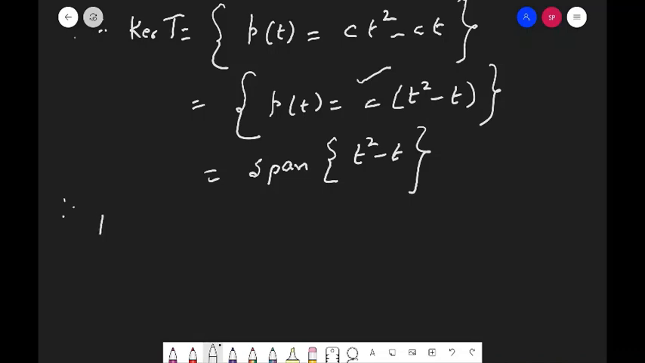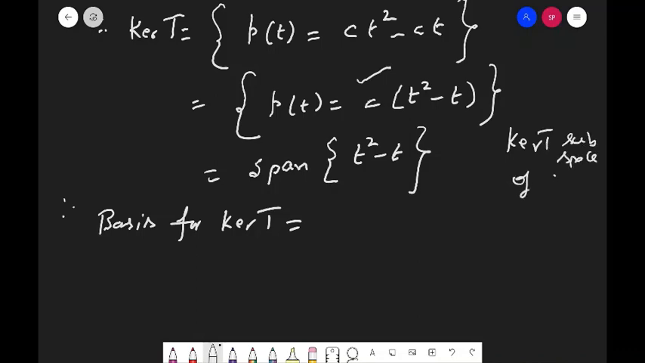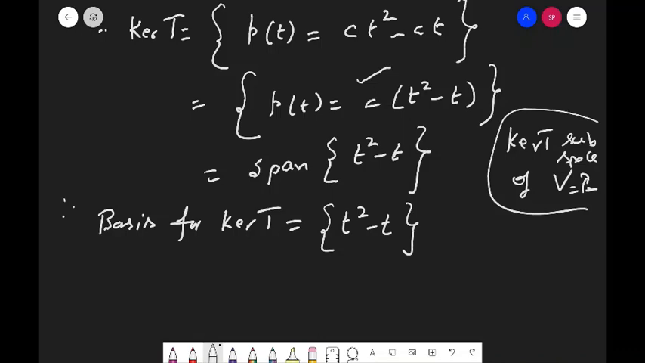And then what will be the basis? Why are we writing a basis? We know that kernel T is a subspace of the domain. What is the domain? V, that is equal to P2. So kernel T is always a subspace, meaning it will have a basis. So what is the basis of kernel T then? It is the set containing T square minus T, and P is equal to T square minus T is the polynomial.